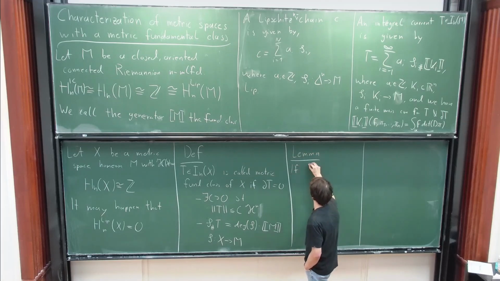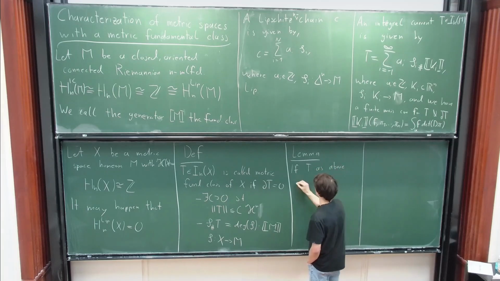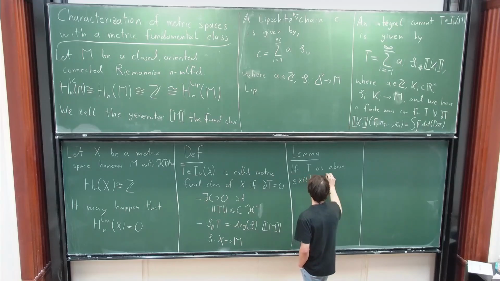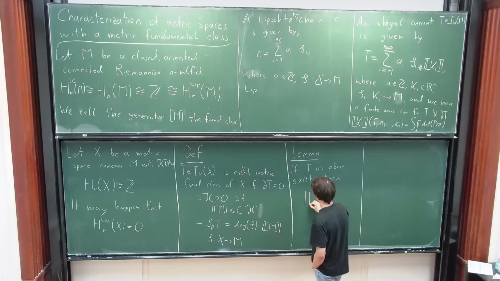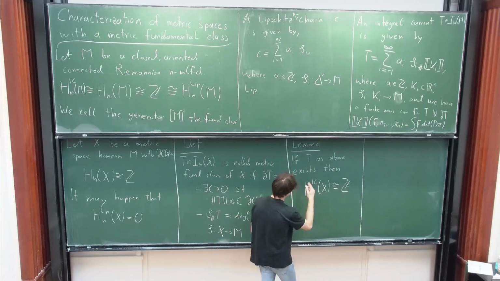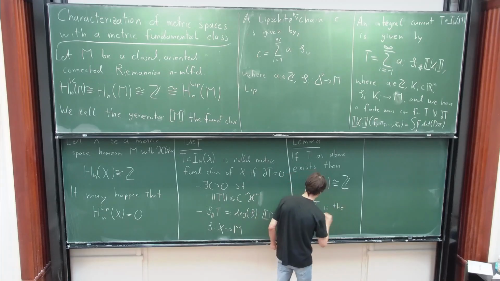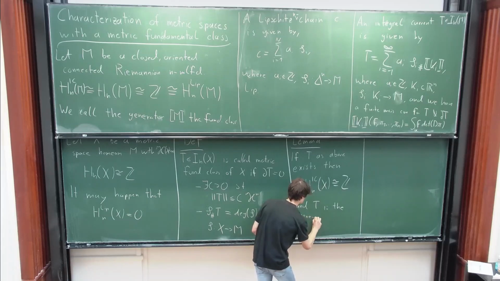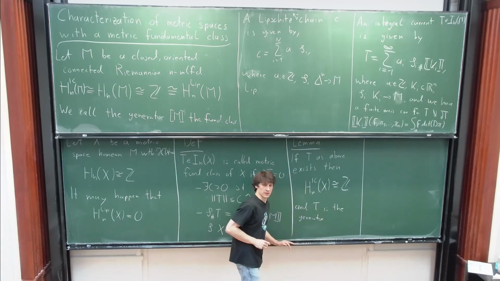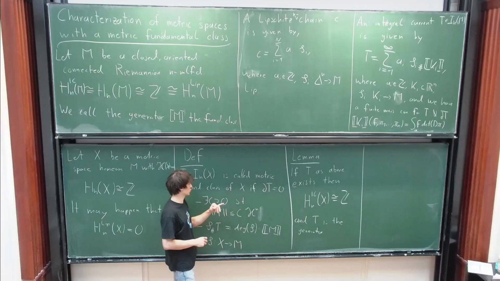So if such a metric fundamental class T exists, then we have what we want. We have that the homology of X is actually just that, and this T is the generator. So in order to get this picture, at least the left side, it suffices to construct such a current. That's what we want to do.